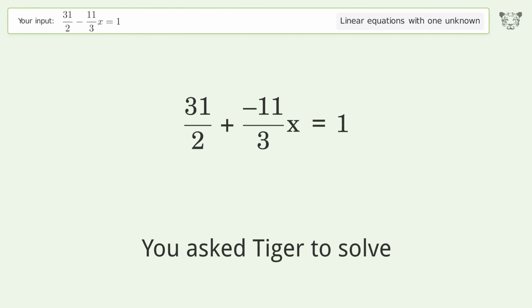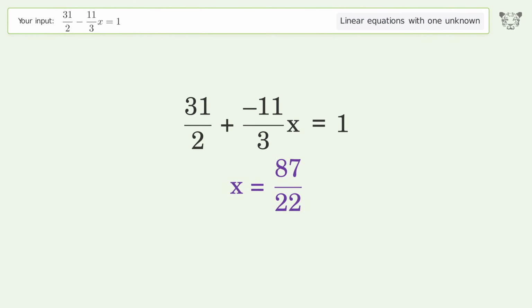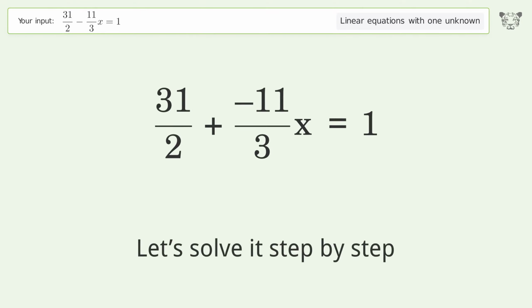You ask Tiger to solve. This deals with linear equations with one unknown. The final result is x equals 87 over 22. Let's solve it step by step.